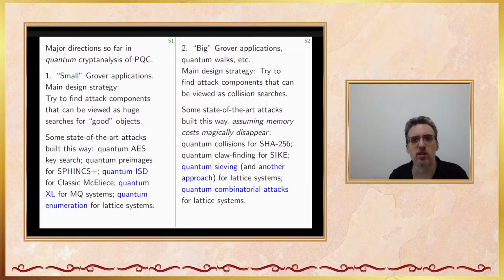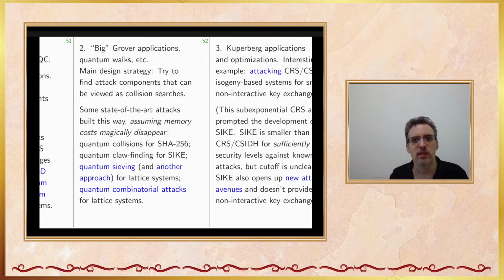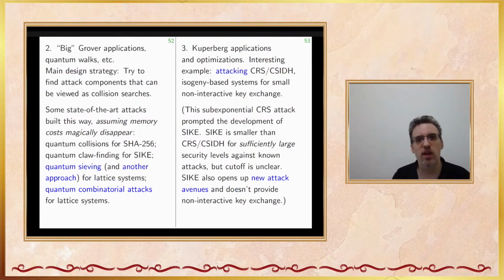All right, another category is Kuperberg. This is something which is attracting a lot of attention because 10 years ago it was used to attack CRS. This is an isogeny-based system, which is different from SIKE. CRS is smaller than SIKE and provides non-interactive key exchange.